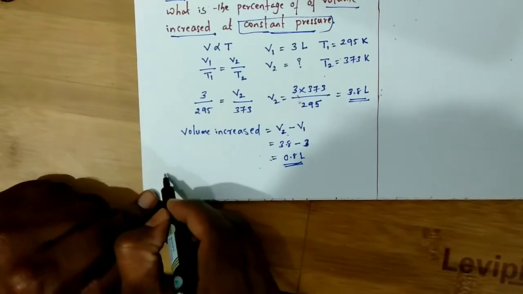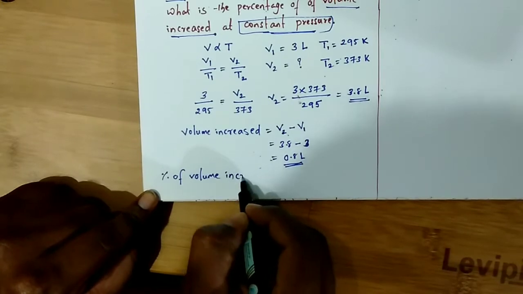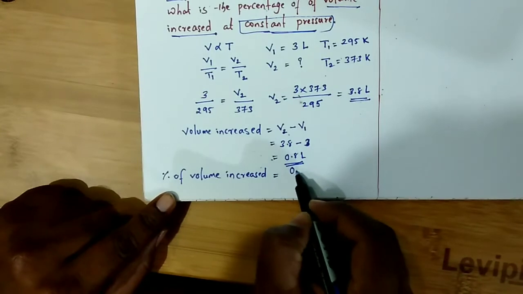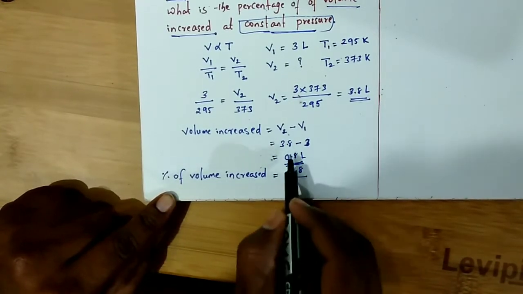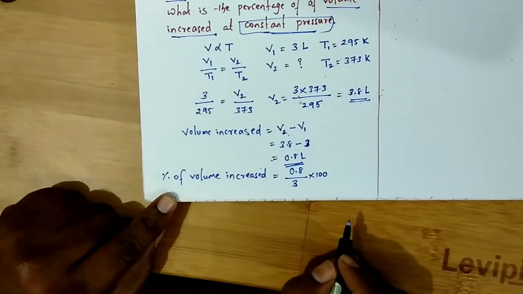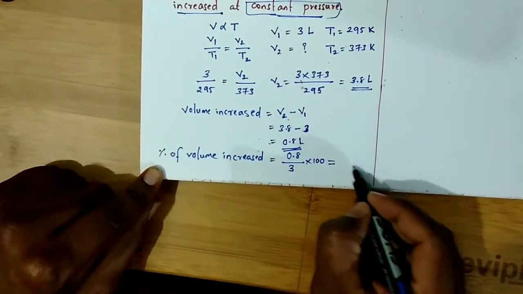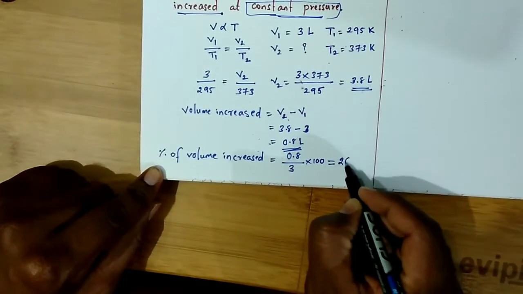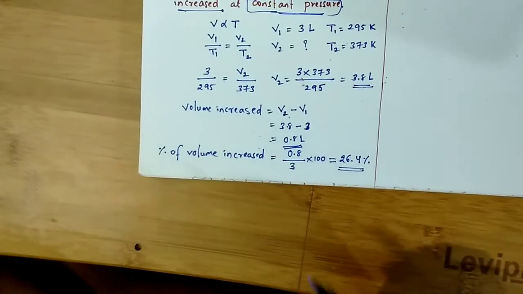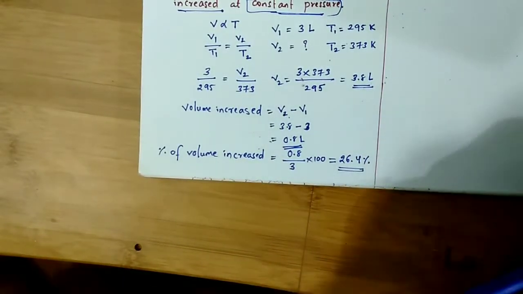So, here percentage of volume increased equals how much volume increased here? 0.8 by what is the initial volume? 3, into 100. On solving this, you will get the percentage of gas increased, approximately 26.4 percent. This much volume increased. Now, is this problem clear?